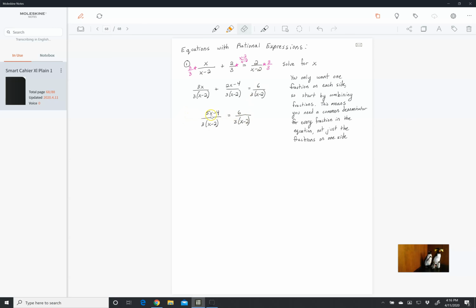Okay, so we've kind of seen this before already, because we said in logarithms, when we were solving logarithmic equations, we said if the bases are the same, the arguments are the same. We did the same thing with exponential equations. We said if the bases are the same, the exponents are the same. Well, here, if the denominators are the same, the numerators have to be equal too, okay? If the denominators are equal and the whole thing is equal, okay, the numerators have to be equal. So we could just ignore the denominators and say 5x minus 4 is equal to 6.